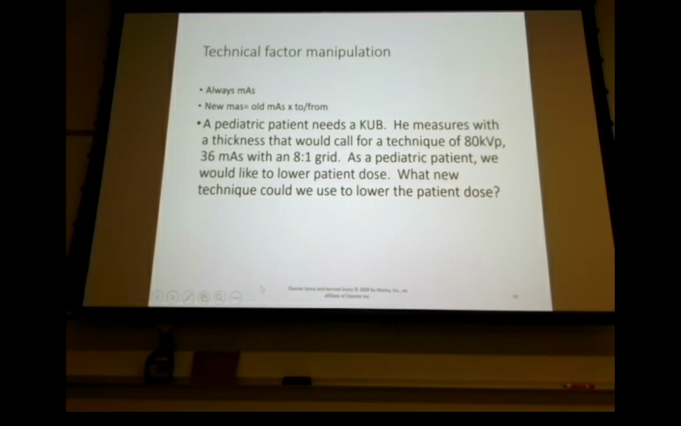Okay, so other ways to manipulate: if you're changing from a low ratio to a high ratio grid, your new mAs is equal to old mAs times the grid that you're going to divided by the grid that you're coming from. To me, it was always easier just to break it down to what would this technique look like if I wasn't using a grid at all, and then reintroduce the other grid. So you can work it out this way if you prefer to.